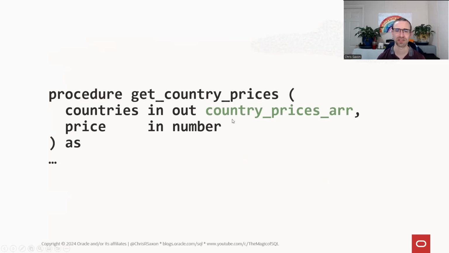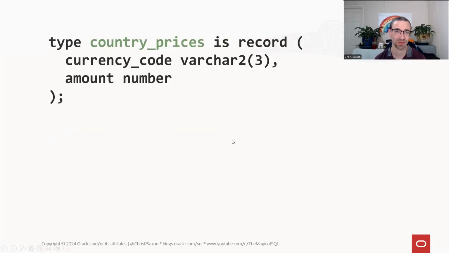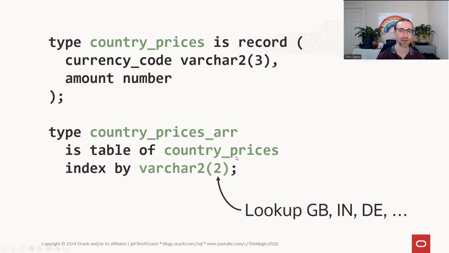So the question here is, well, a few questions actually. One question is, what is this country prices array? That's a custom type. It is a record of the currency codes and amounts. For each country, we want to return the associated currency and the price in that currency. So at this point, we've got our record. You might say, we need to turn that into an array. So we're going to have an array of records. And at this point you say, well, where are the countries in this?